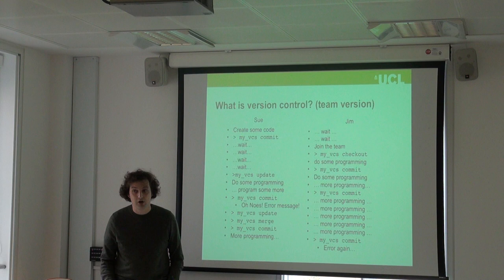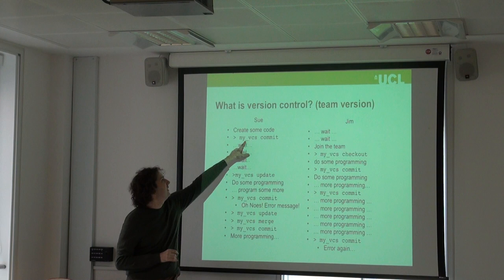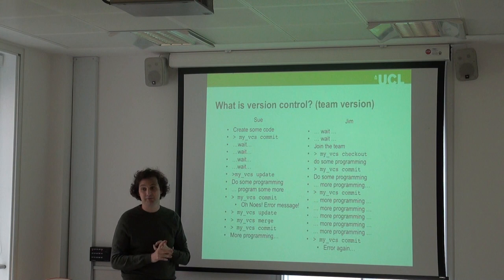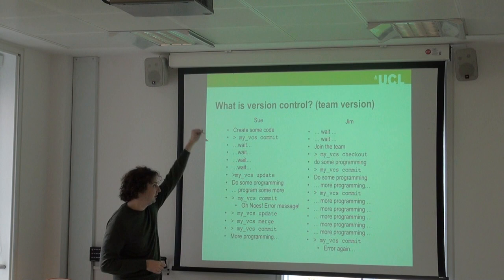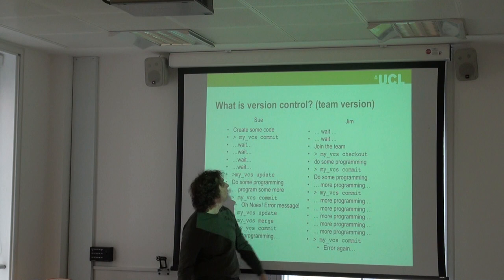So bear with me through this slide. What is version control? I've got some command, my VCS, which is a version control system. It might be Subversion, it might be Git, it might be Mercurial, it might be CVS, doesn't matter. I've just made up a syntax for one particular one, for example. These are the commands that Sue types in. These are the commands that Jim types in.